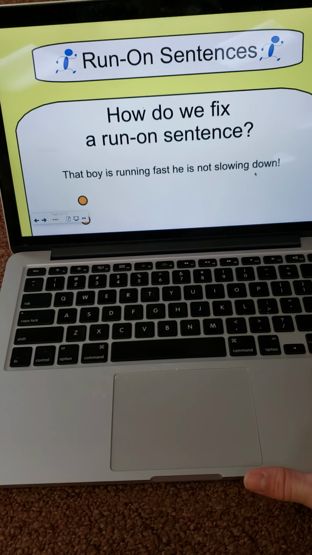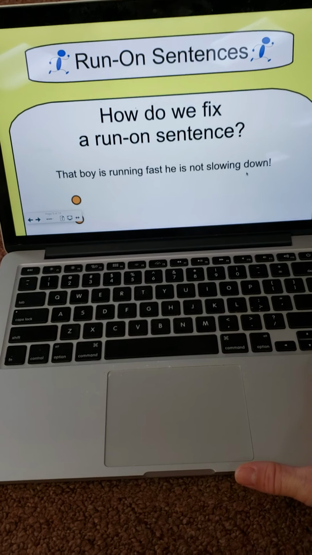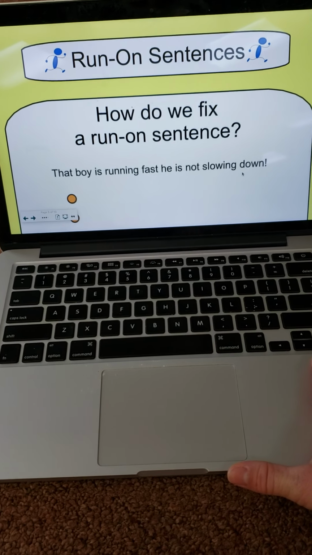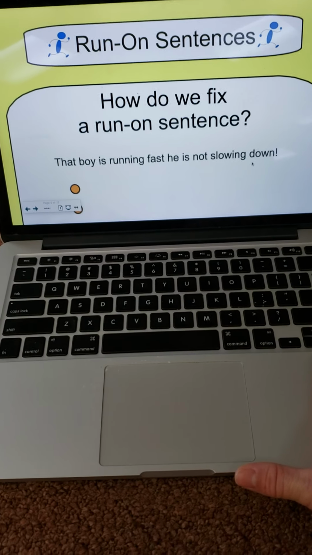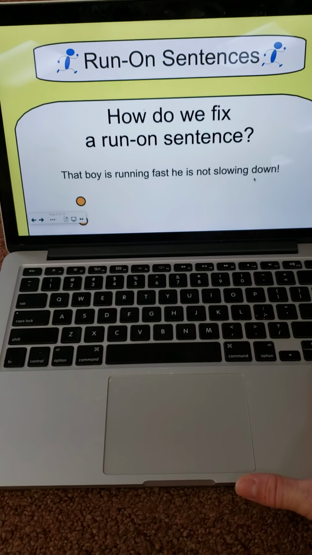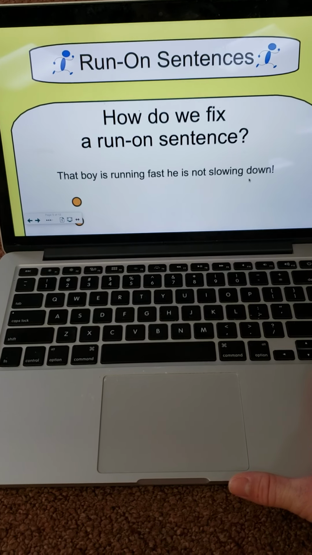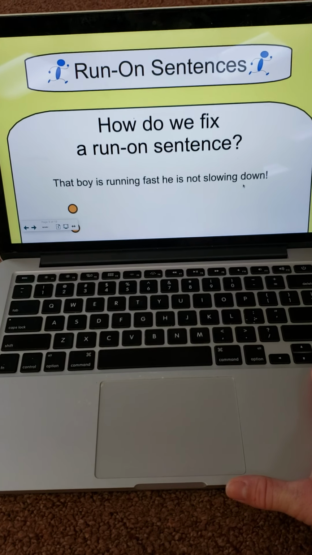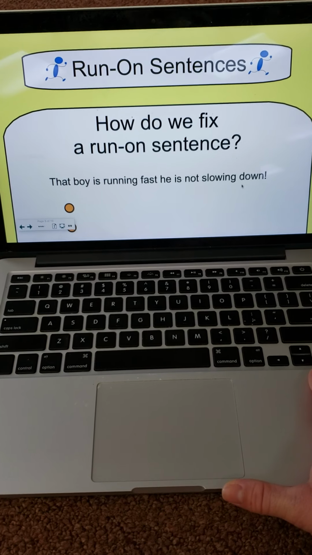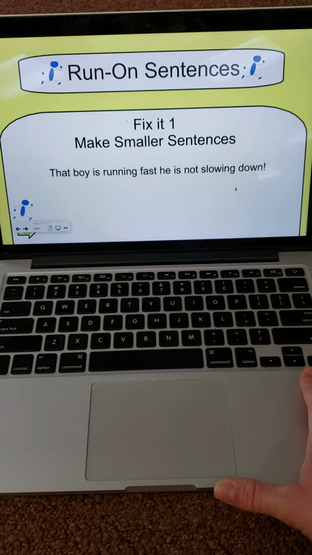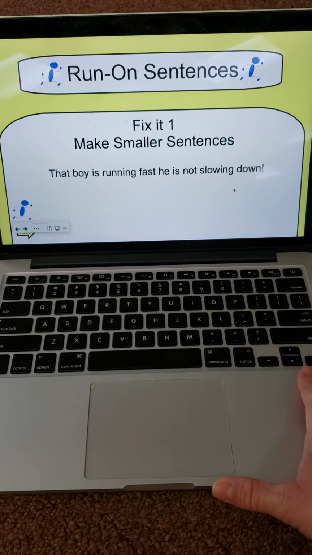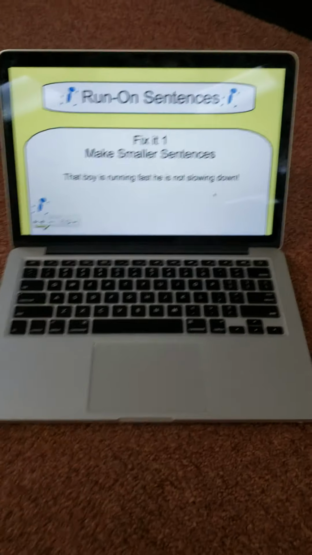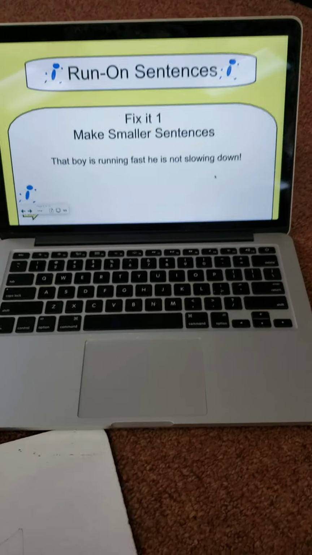How do we fix a run-on sentence? Well, let's read this one. That boy is running fast, he is not slowing down. Oh, I didn't get to take a breath at all during that sentence. That is too much going on. Well, we can make smaller sentences. So we could say, that boy is running fast, period. He is not slowing down.